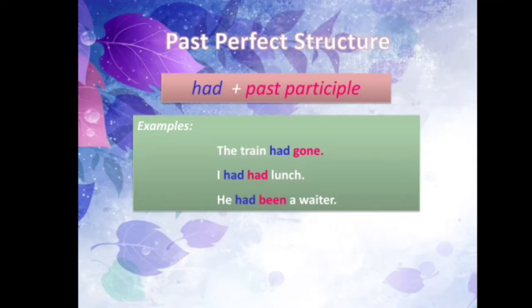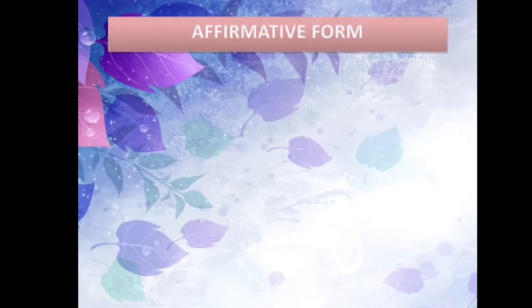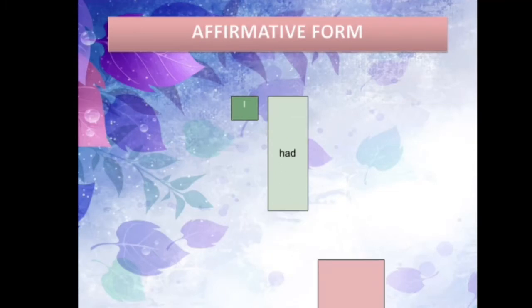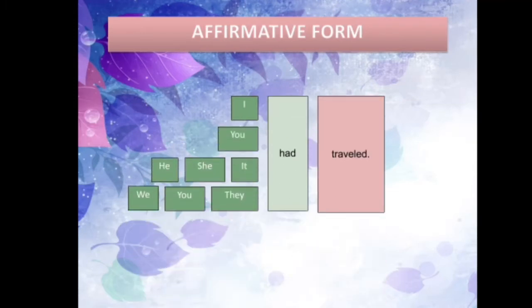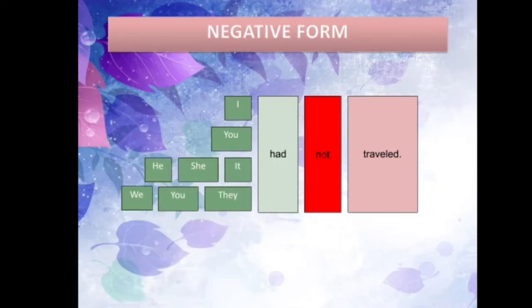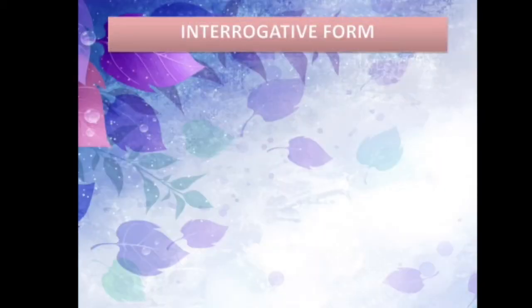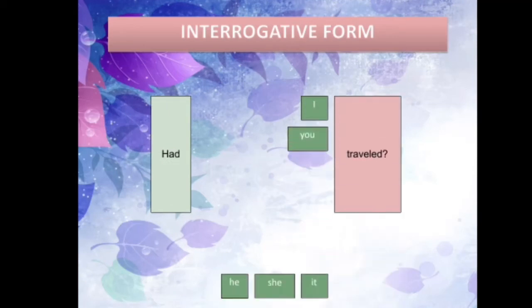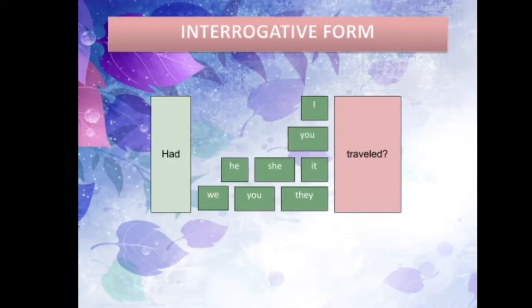Had deals with any subject pronoun, like I, he, she, it, they, we, and you. We can use had with all of them. Then we have to add past participle. This is the affirmative form. The negative form is had not, or you can use the short form hadn't, as you see. Interrogative or question, how to form a question in the past perfect. We will use had as a helper, then the subject and the PP.